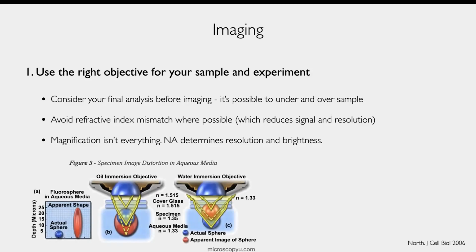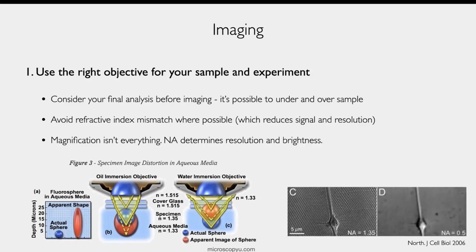On the far right-hand side, you can see the same magnification with different numerical apertures. You're actually completely losing structural information with that lower numerical aperture. So think about the numerical aperture of the objective that you're using, depending on what you're trying to image and quantify. And the one on the left is more about refractive index mismatches and how they can distort the image that you're seeing.